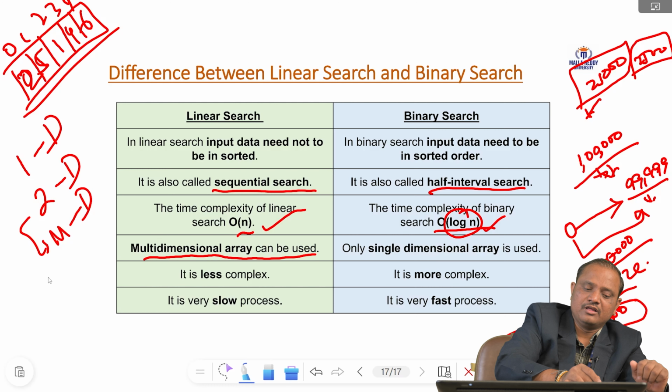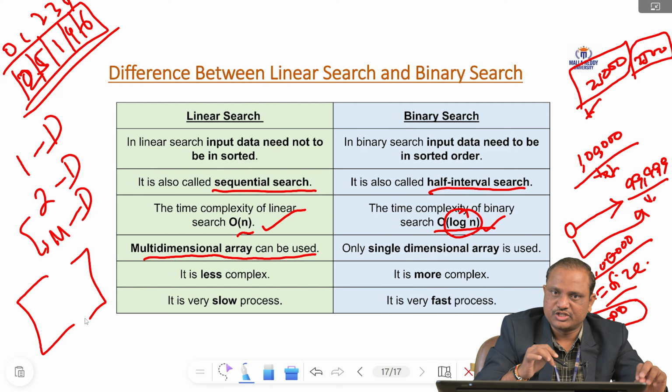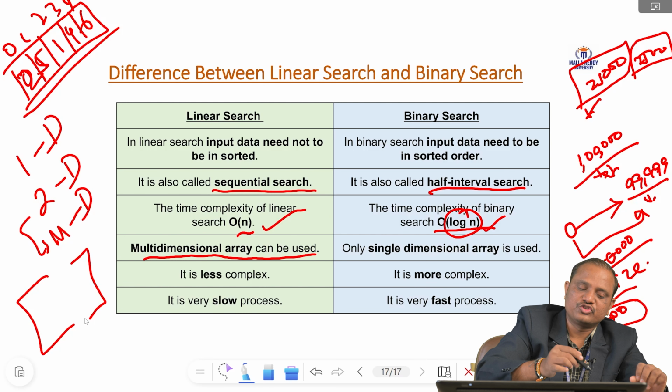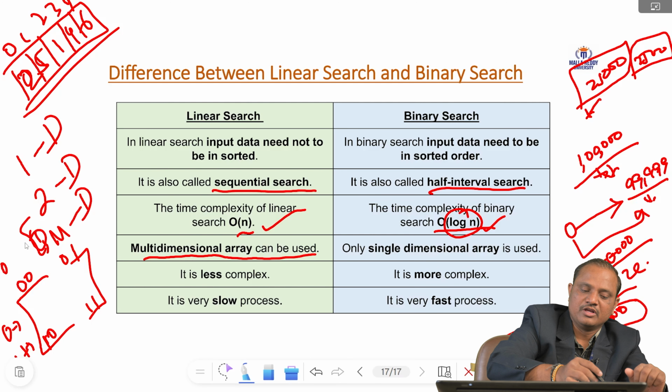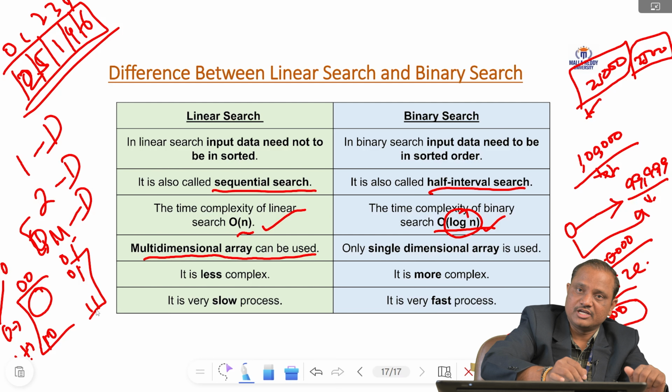Coming to two-dimensional, the array will be in matrix format, which is nothing but rows and columns. Here the element indices are 0,0, 0,1, 1,0, 1,1, because there is a 0th row and first row, 0th column and first column. This element will be indexed as 0 and 0, this element as 0, 1, and this element as 1, 0. This is the row and this is the column.